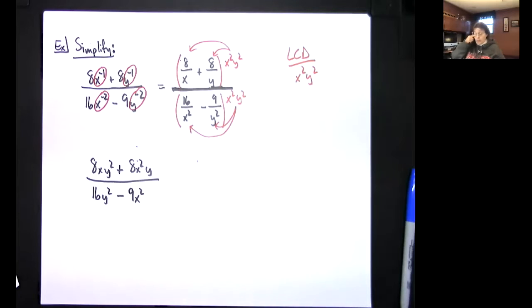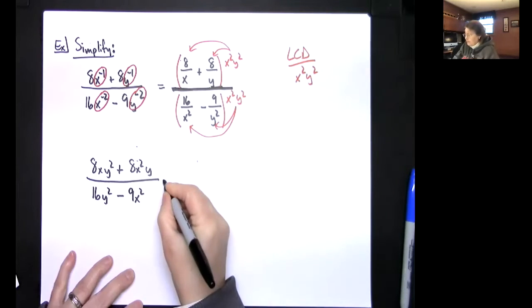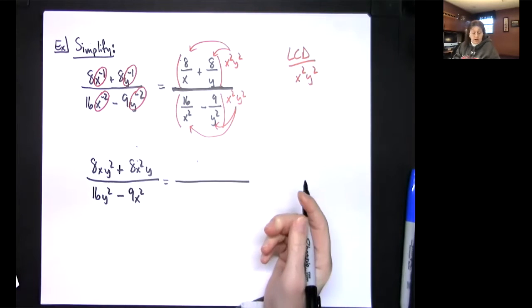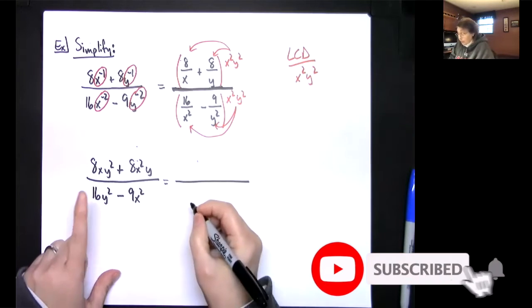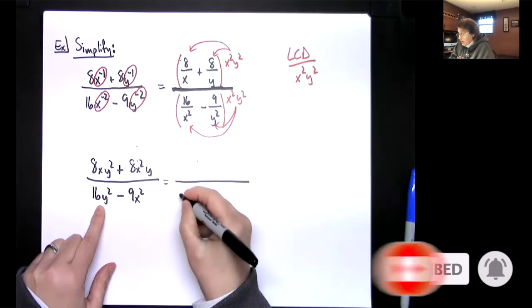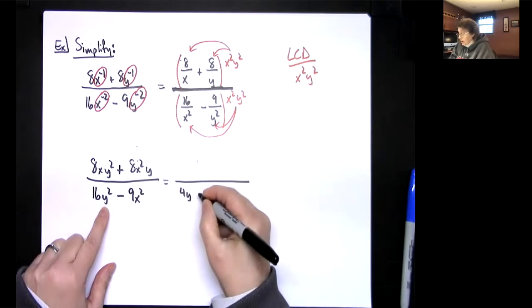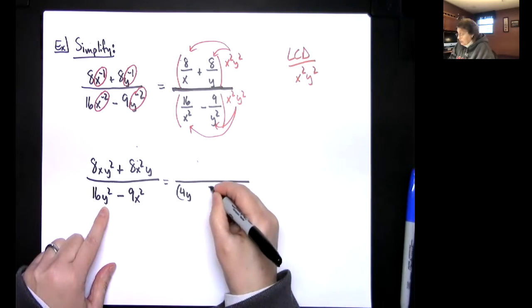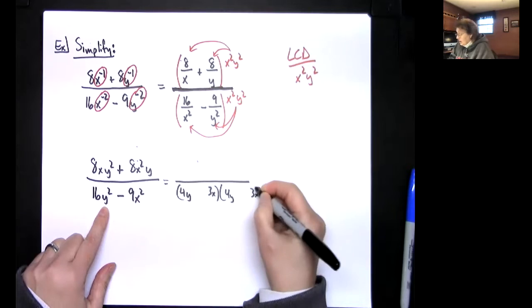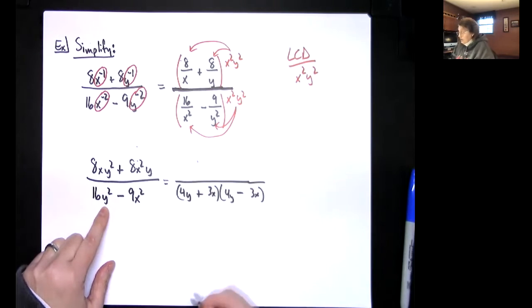Now at this point, I would probably go ahead and factor the bottom first just to see if it's going to help, which it may or may not. Let's see. It's a difference of two squares, right? This is a perfect square. This is a perfect square. So I can do 4y and I can do 3x. One of them gets to be a plus, one of them gets to be a minus.